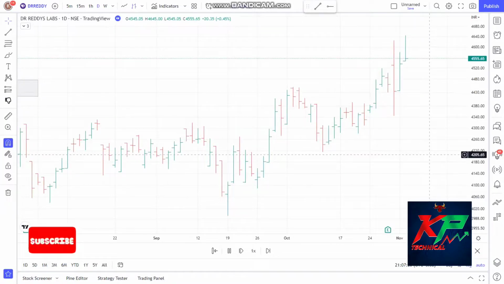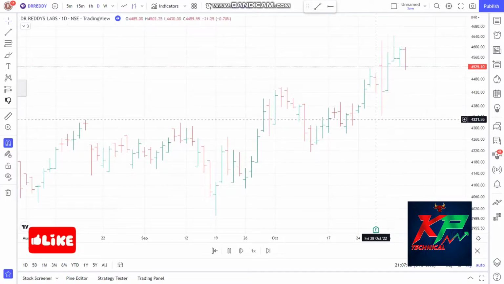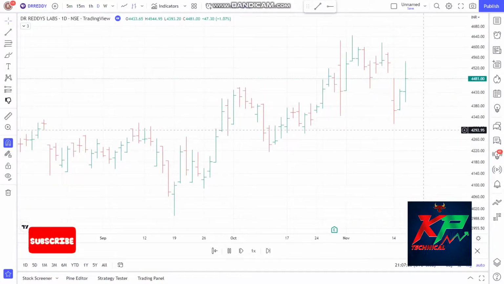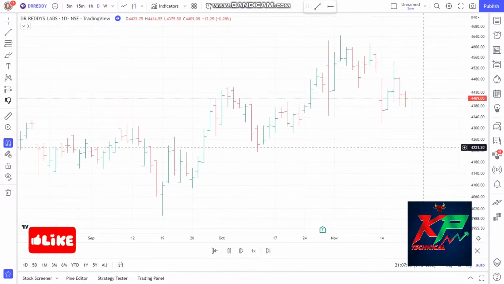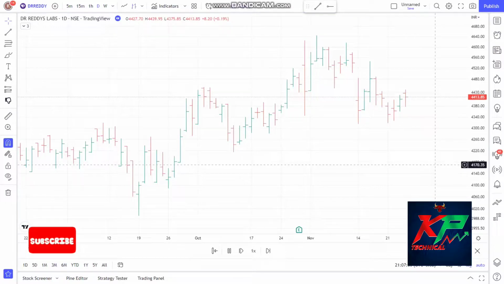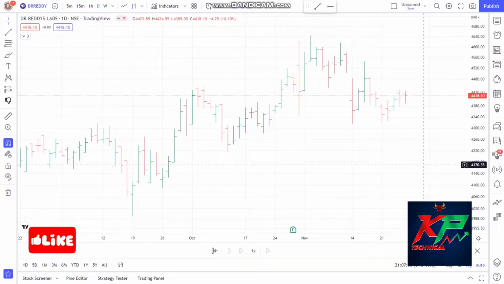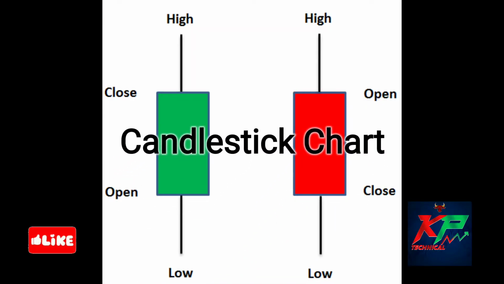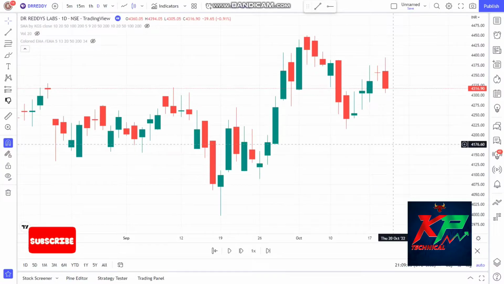The top part of the vertical line represents the highest price at which the stock had traded during the day. Similarly, the lower part represents the lowest traded price. The left extension represents the price at which the stock opened, while the right extension represents the closing price for the day.